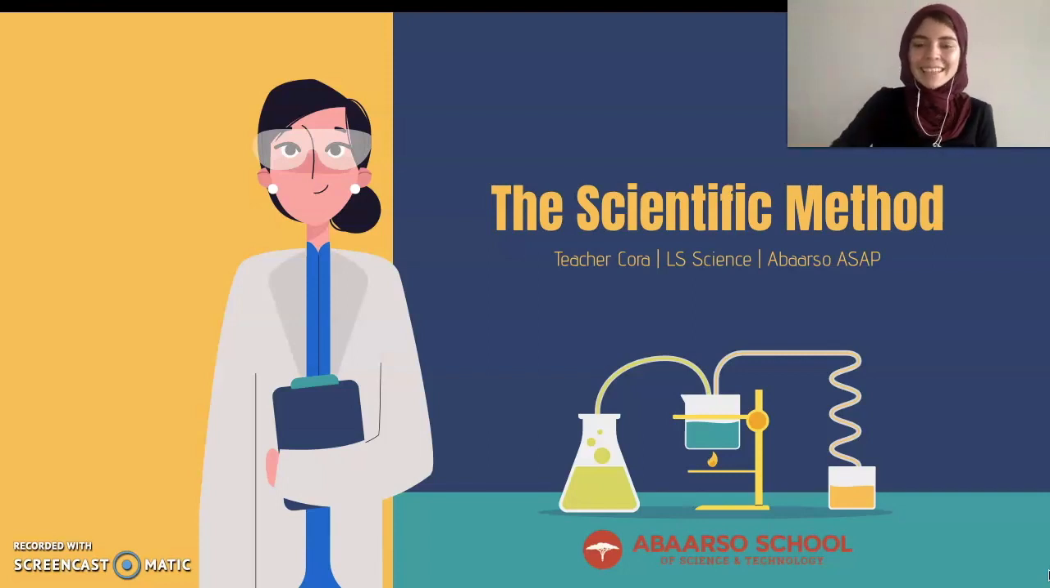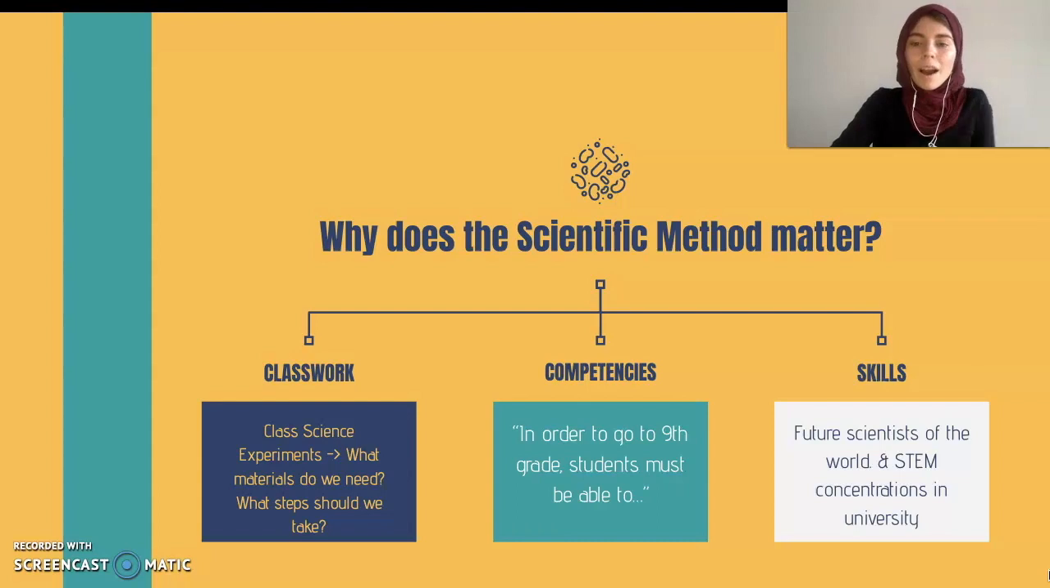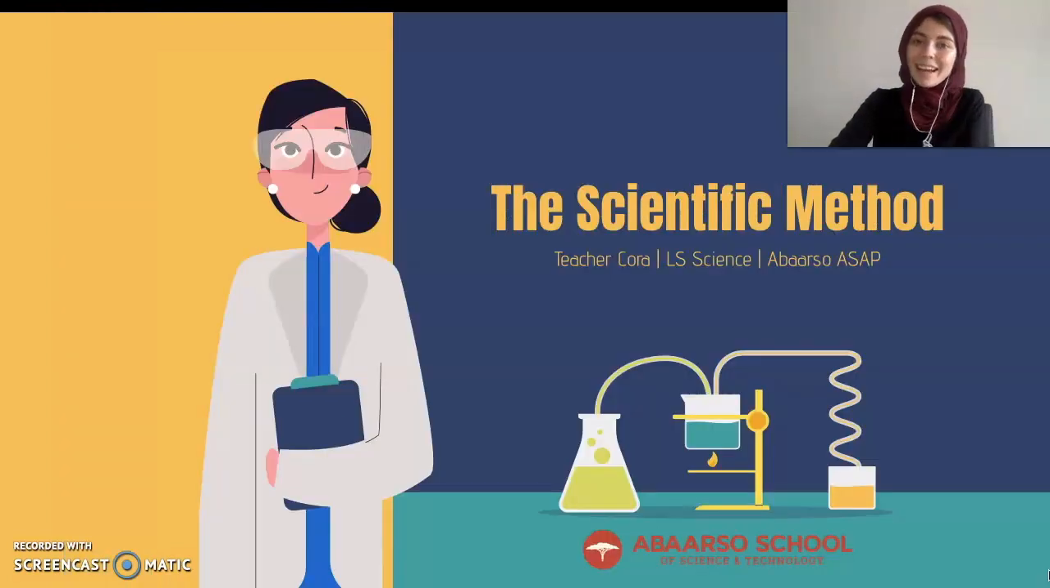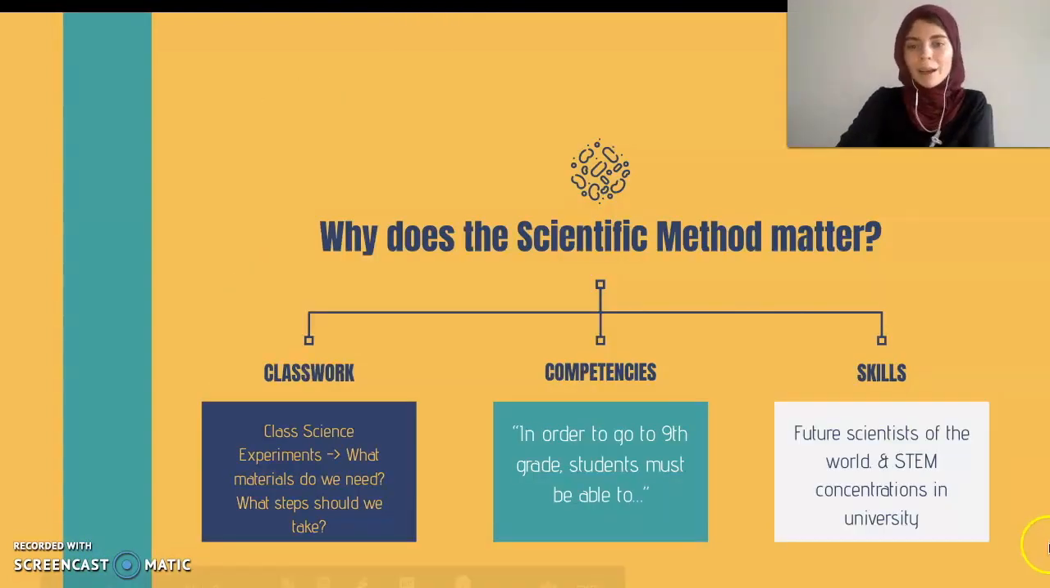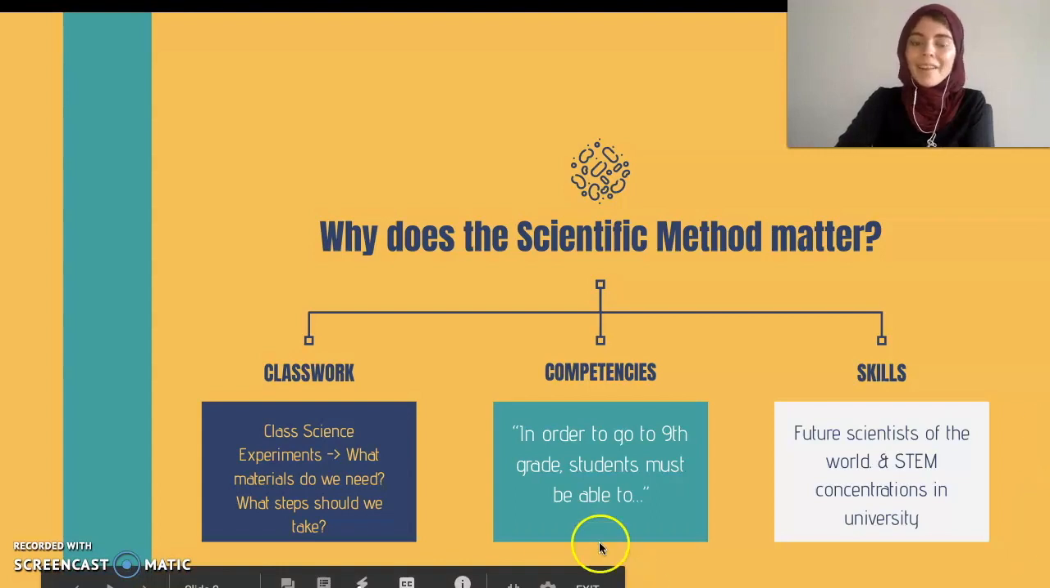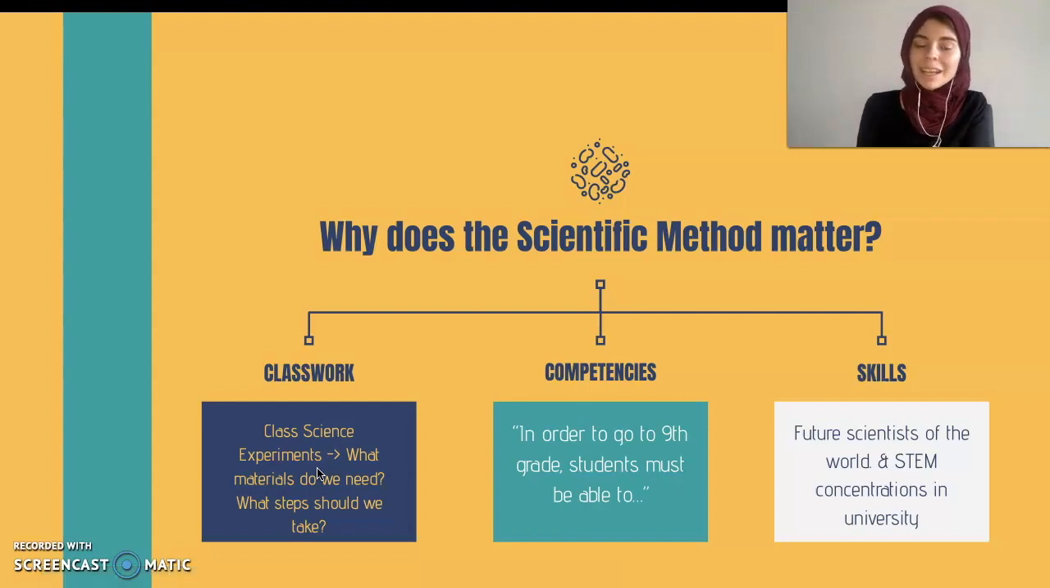Okay, so let's go ahead and jump in and get started about our scientific method, which we'll be talking about today, and a little bit why it matters. I tell you guys this all the time in class, but first off, the scientific method is super important for experiments that we do within our science class. So for example, our scientific method helps you know what materials you need, what steps you should take, what kind of question you're asking, and what we figured out from an experiment.